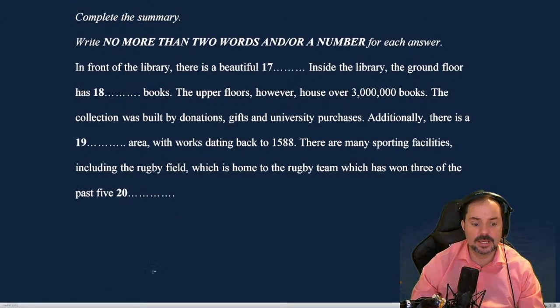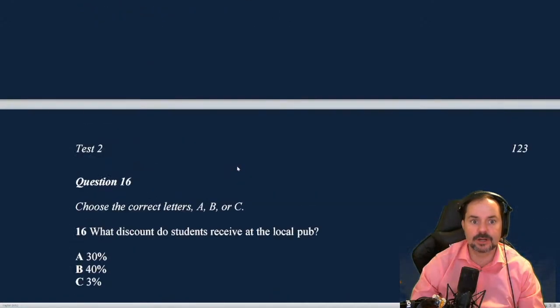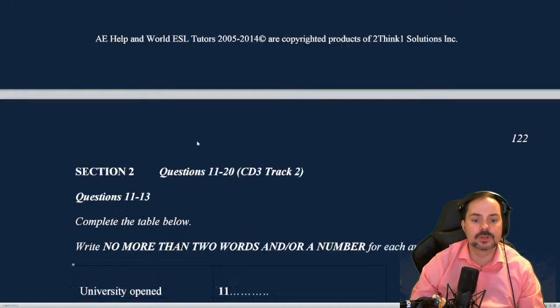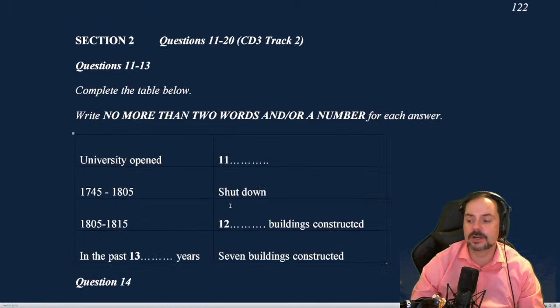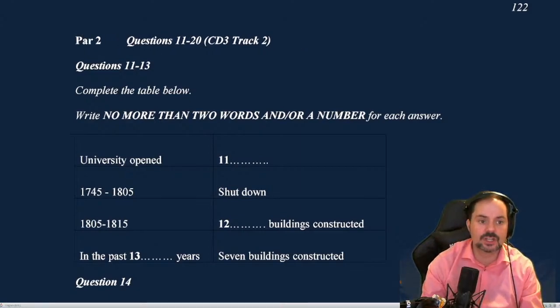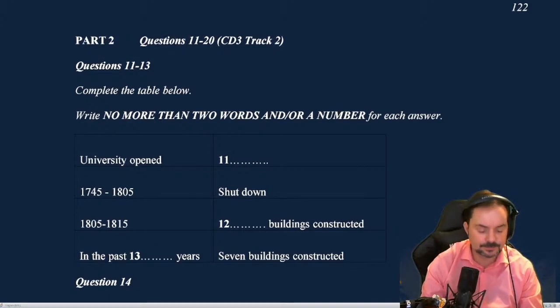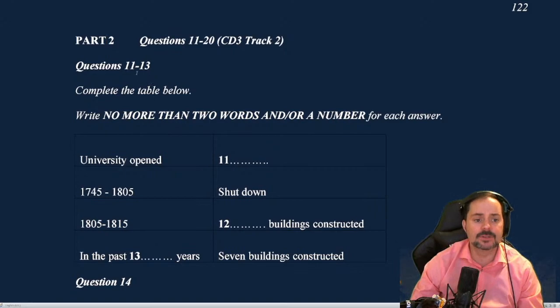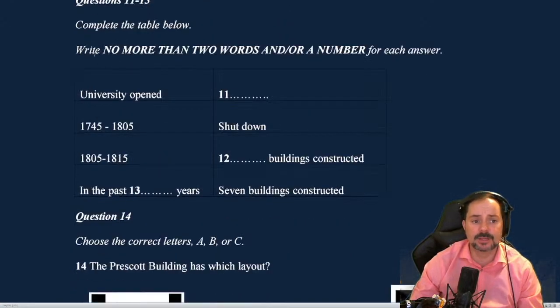Back to the beginning of this part 2. Here we go. So it's a university campus tour, everybody. All right. So again, it's not section 2. You're going to hear it's part 2. They changed that last year. Okay, 11 to 13, you have to complete the table below. Write no more than 2 words.